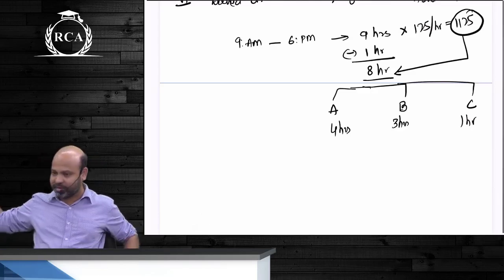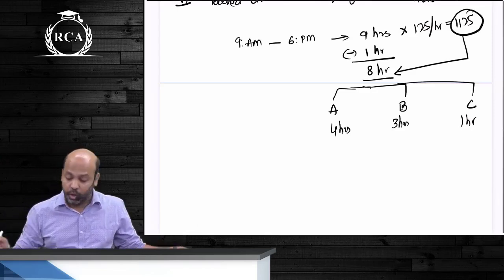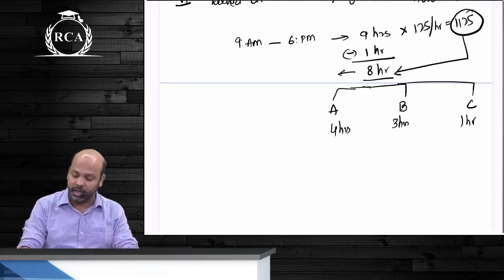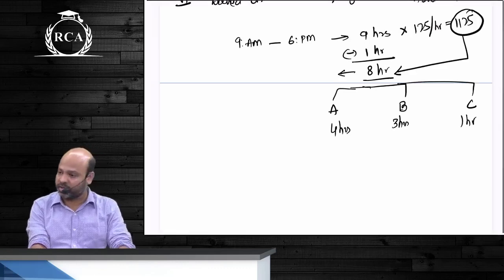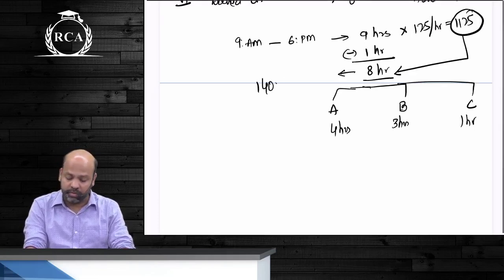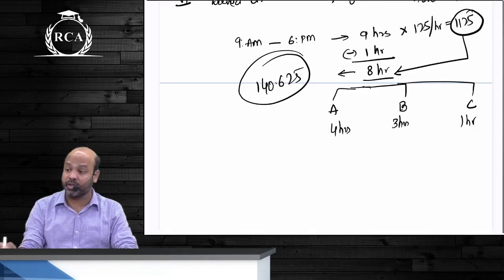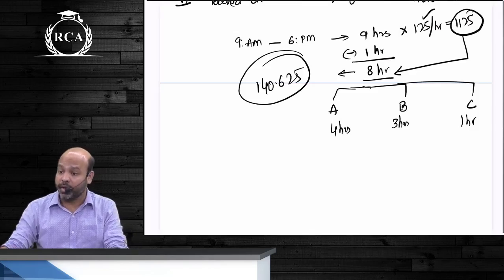Anyways, let's say in this example 1125 will be the effective wages for how many hours? You will divide this 1125 by 8 hours. What is the effective wage rate that the organization is incurring? 140.625. When you allocate wages, you will have to allocate wages based on this rate and not based on 125 per hour.